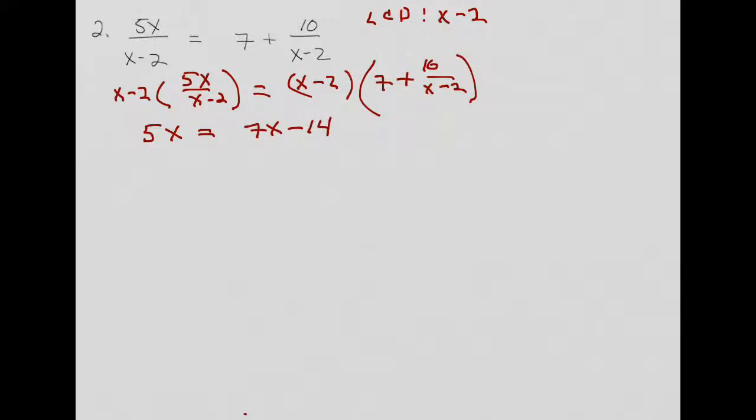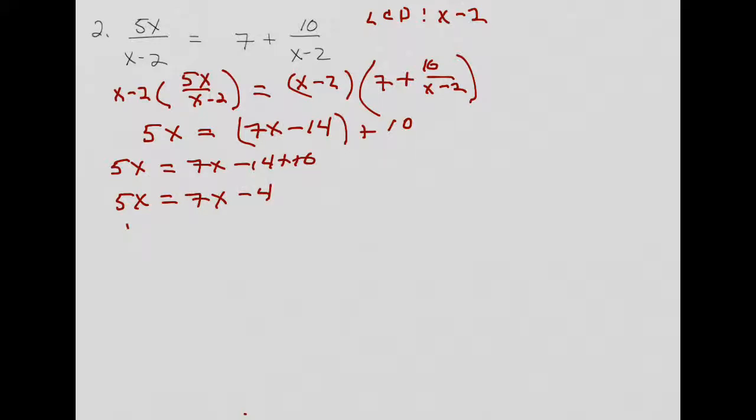And this x minus 2, of course, then this thing be plus. There's my plus. This x minus 2 would multiply by the 10. Actually, x minus 2 is going to multiply by the 10 over x minus 2, and the x minus 2's will cancel, just giving me 10. So I'm going to have 5x is equal to 7x minus 14 plus 10, which would be minus 4.